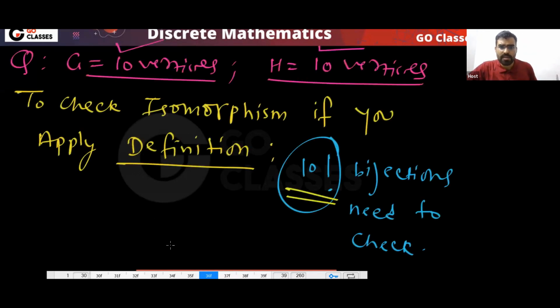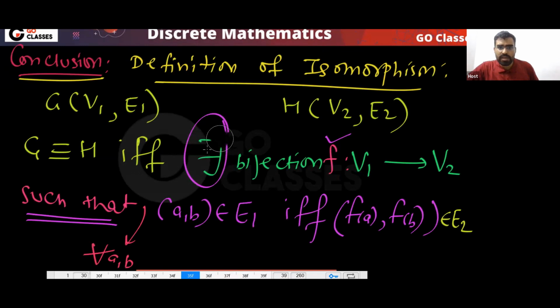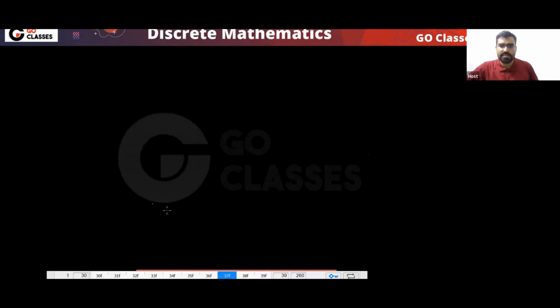Other options will not be the definition. They can change something. In one option they will give you this definition. In another option they will use for all. In another option they will remove the if and only if and make it just if. So basically this type of thing they can do. They can do whatever they want. Anyway, remember, we will never apply the definition of isomorphism to check whether graphs are isomorphic or not.